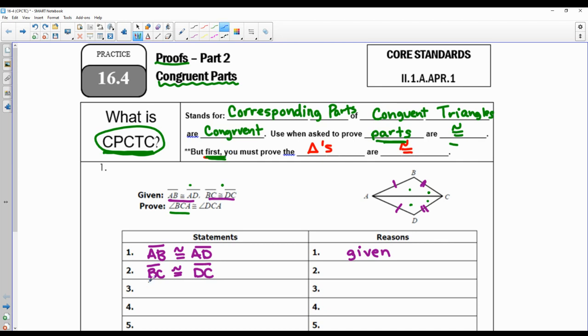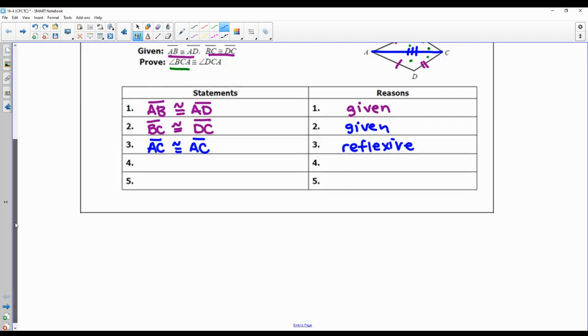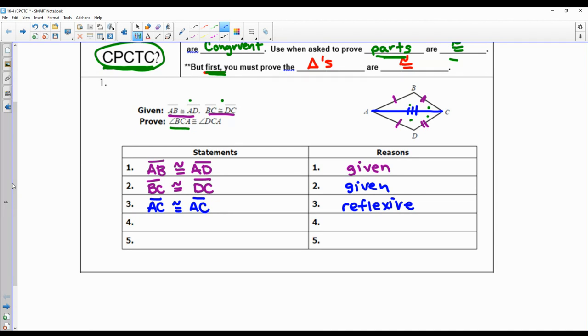So let's go ahead and we know one more thing. Notice that lovely reflexive property. There's a line that both of those triangles share. So I'm going to say that segment AC is congruent to itself, AC, and that is by the reflexive property. And I forgot to write the given down. So those first two things were given. So we've got three sides, is what I'm trying to say.